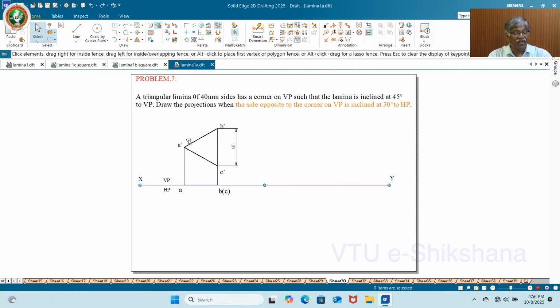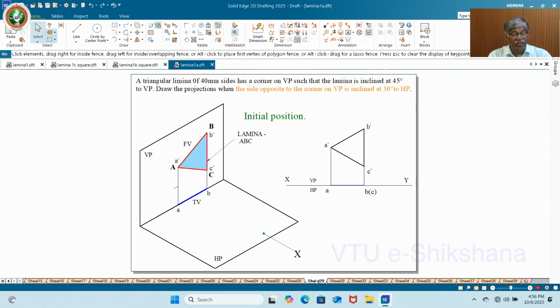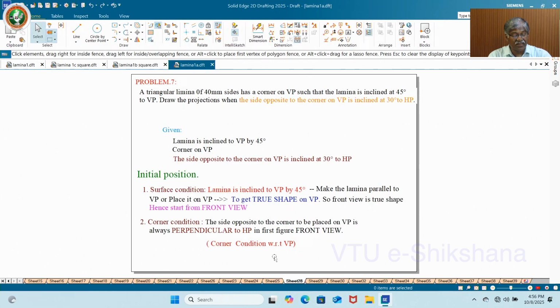This is the corner condition with respect to VP. See what he says: lamina inclined to VP by 45 degree. Make the lamina parallel to VP or place it on VP to get the true shape on VP. That is, the true shape is the front view, hence start from the front view. So the side opposite to the corner to be placed on VP is always perpendicular to HP in the first figure, the front view. Okay, that's what I have given.